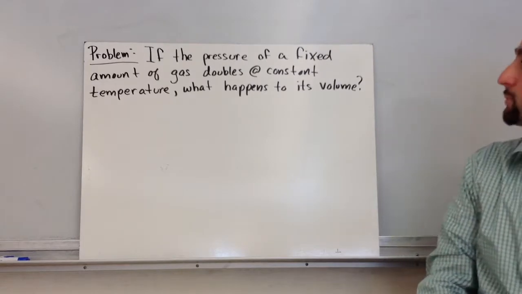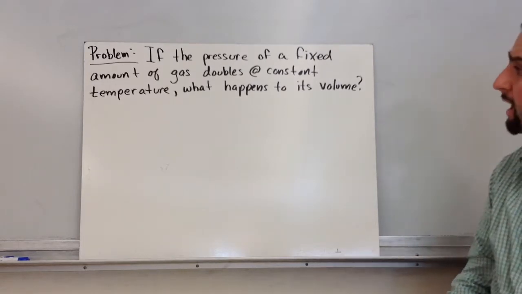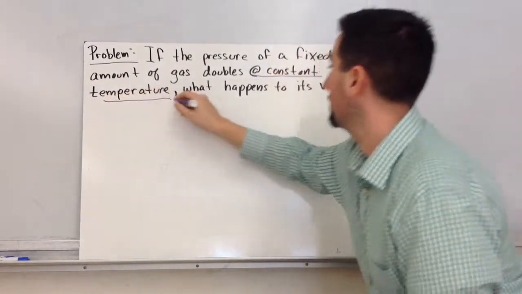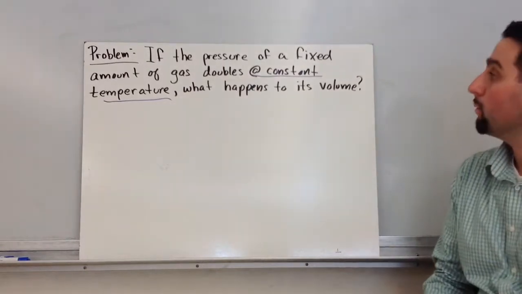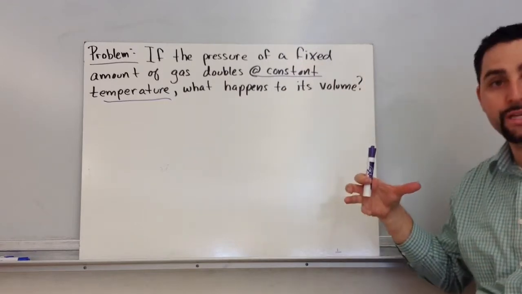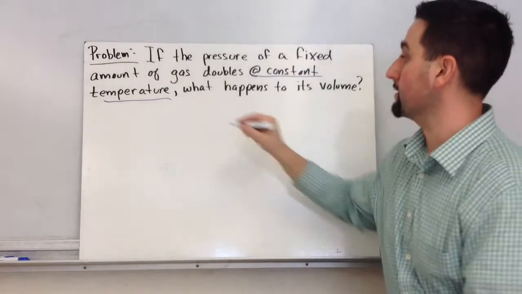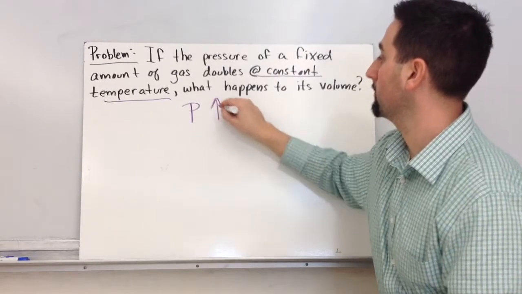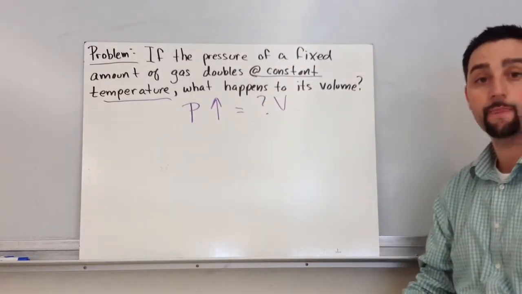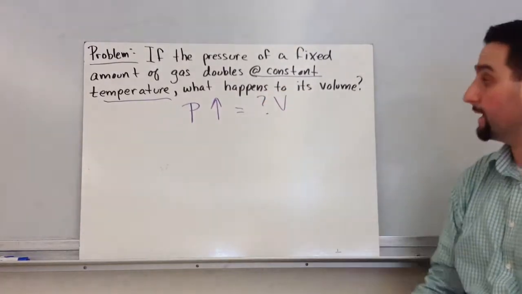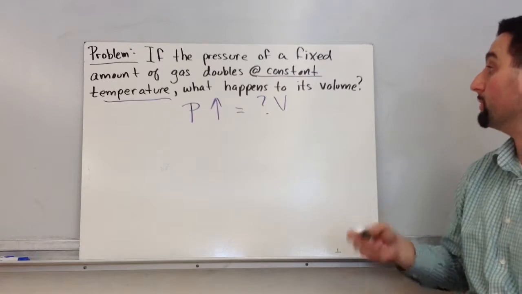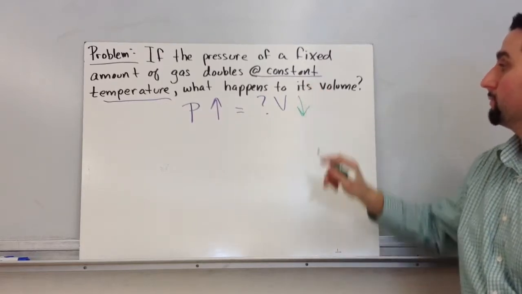If the pressure of a fixed amount of gas doubles at constant temperature, so my temperature is not changing here, what happens to its volume? Well, let's think about this for a second. If the pressure of a fixed amount of gas doubles, so my pressure is increasing, what happens to the volume? Well, we just said in the previous slide that they're inverse. So if pressure is going up, volume should be going down. Should be.